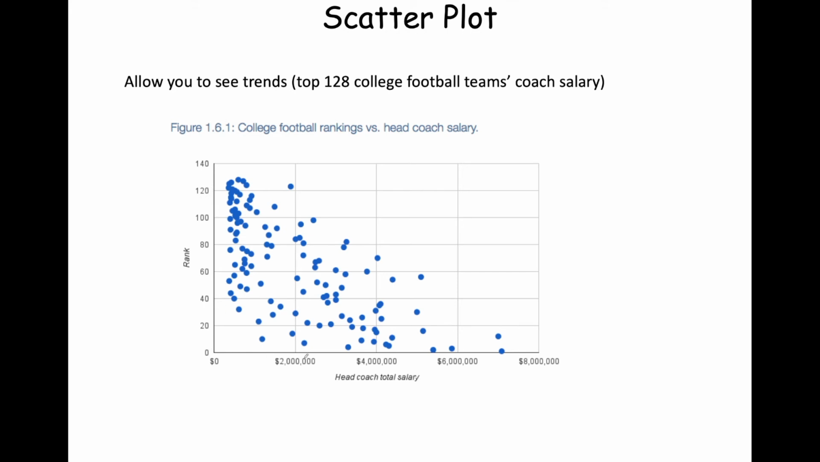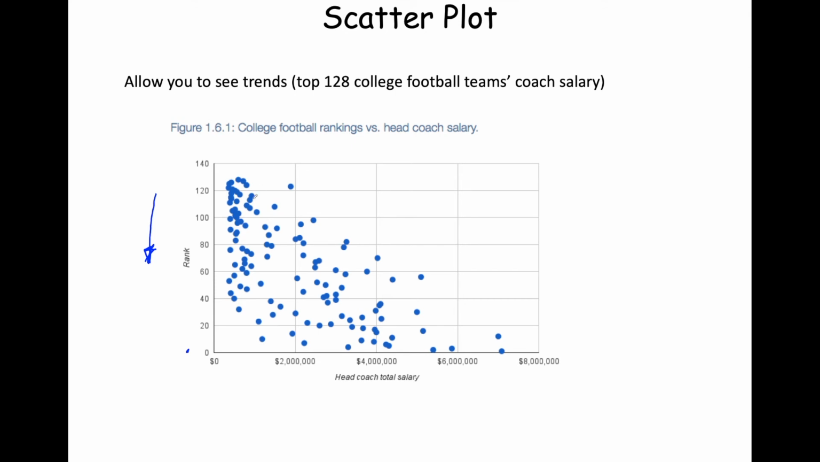So as we go to the right along the horizontal axis, salary increases. So to the right means a bigger salary, more money. And then as you go further down, it means the team is ranked more highly. So rank number 1, you are the best team in the nation. Rank number 140, you are not the best team in the nation. So as you go down, the team improves. It's a better team as you go down. So smaller is better with respect to the vertical axis.